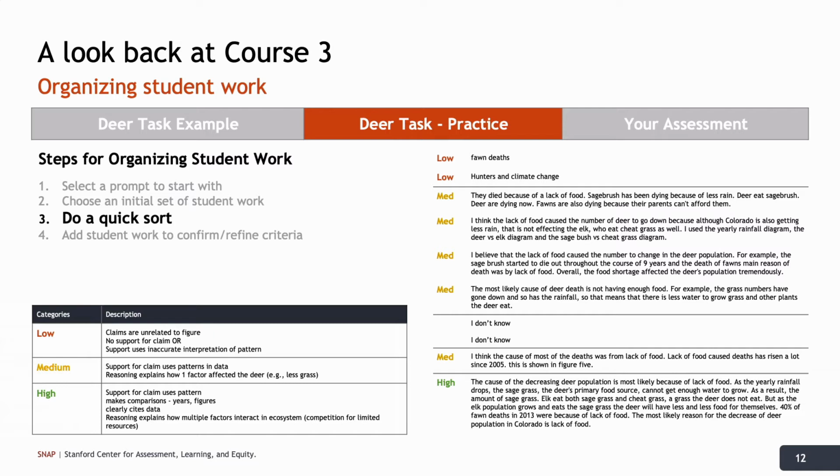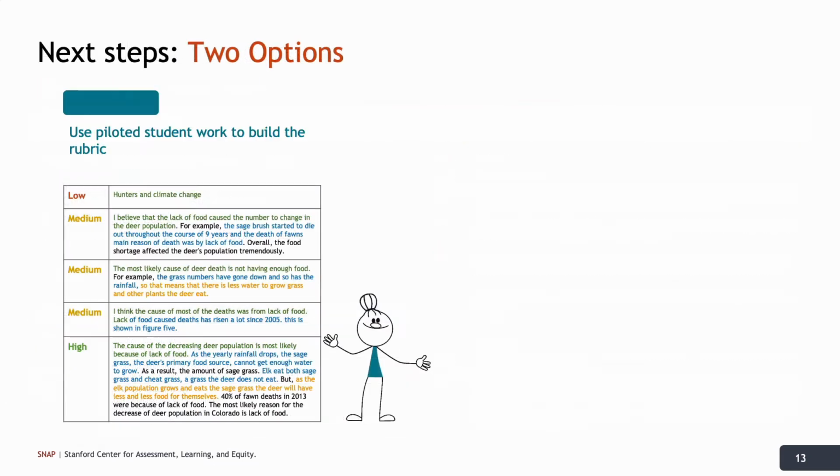As we looked at more student work, sometimes the boundaries between each category changed. We kept adding more student work until the descriptions of each category stabilized. During this session, we'll use the student work you organized and described during Course 3 to build your rubric.